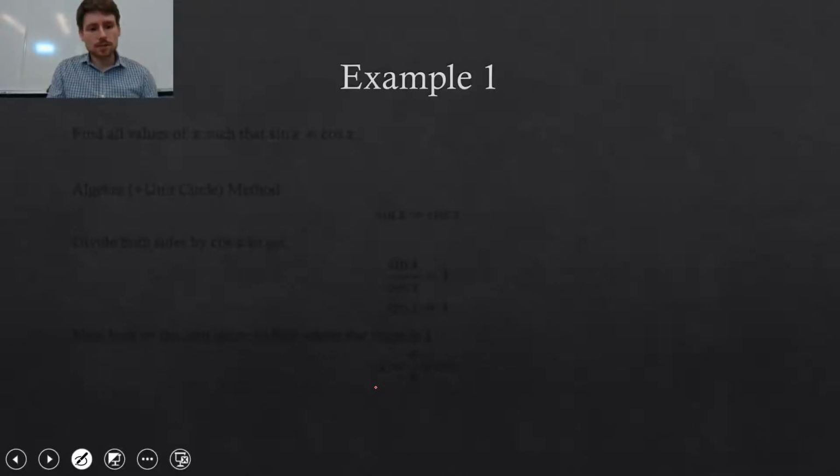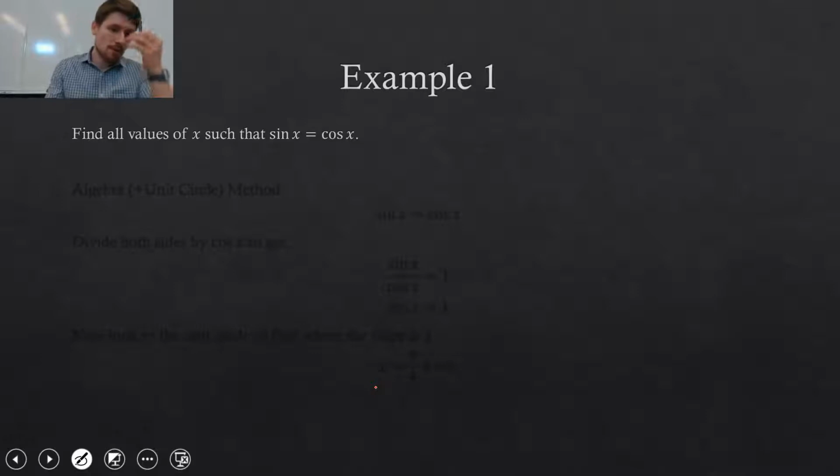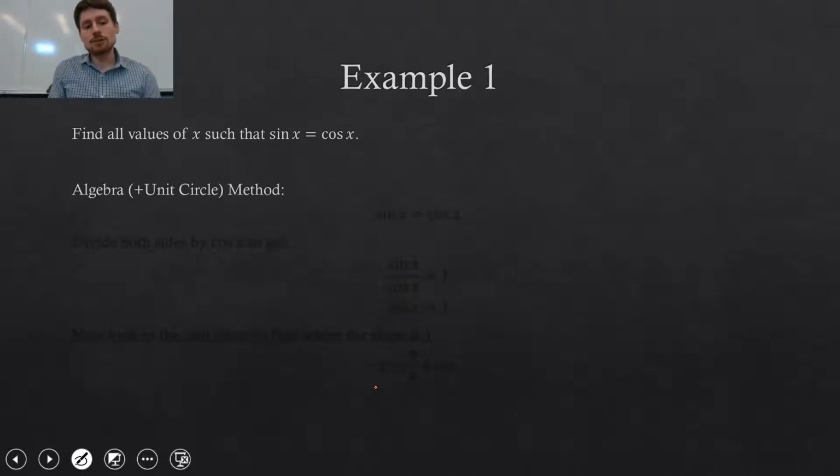Okay, so let's think of another method, kind of an algebraic method for solving this. It also is going to rely on the unit circle and our understanding of that. So starting off with the equation, we want to find x's where sine of x equals cosine of x. Now let's try to do something to morph this into another question. So another question we could turn this into is a tangent question.